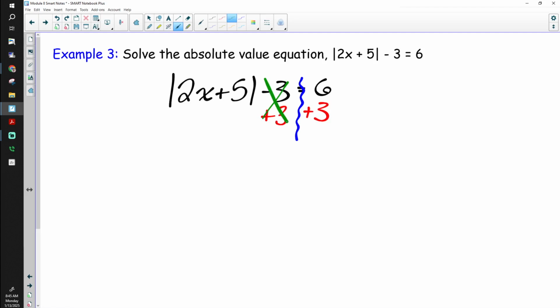Okay? One of the biggest mistakes students make on this topic is they like to just right off the bat be like, oh, 2x plus 5 minus 3 equals 6, and 2x plus 5 minus 3 equals negative 6. You can't set up your cases until the absolute value is by itself. After adding 3 to both sides, now the absolute value is by itself, and I want you to set up your two cases. Set up case 1, case 2. And solve for x.